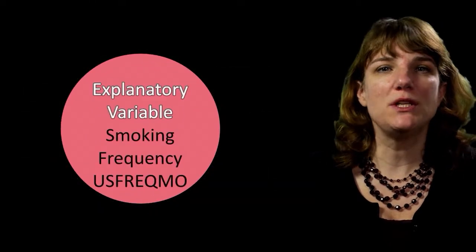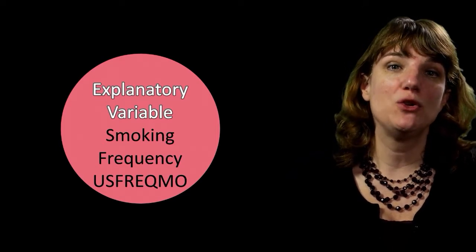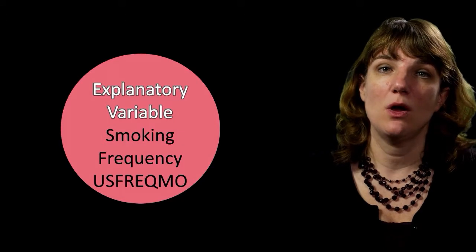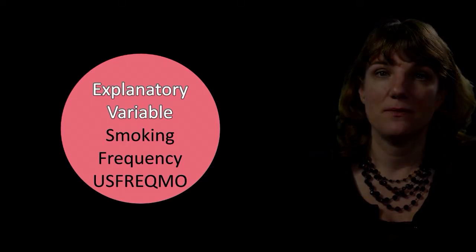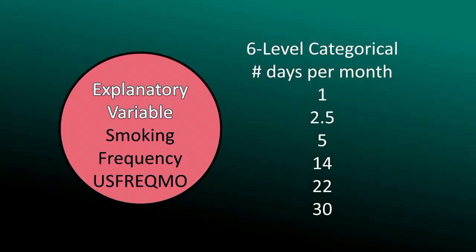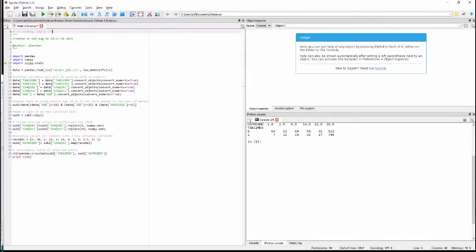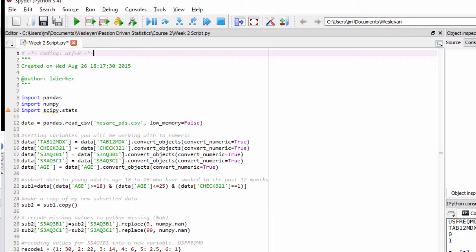For this analysis, I'm going to use a categorical explanatory variable with 6 levels, the number of days smoked per month, which you may remember I called USFREQMO, with the following categorical values: smoking approximately 1 day per month, 2.5 days per month, 5 days per month, 14 days per month, 22 days per month, and 30 days per month. My response variable is categorical with 2 levels. That is, the presence or absence of nicotine dependence in the past 12 months, called TAB12MDX in the NESARC dataset. To run this in Python, we'll import the SciPy stats library.